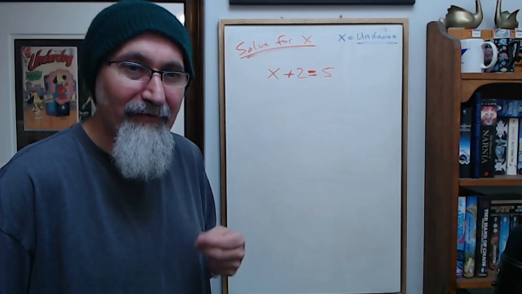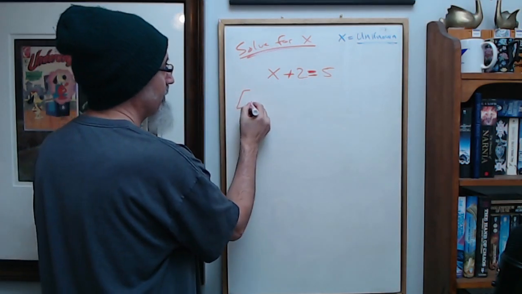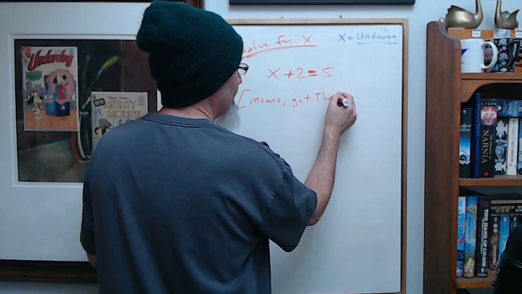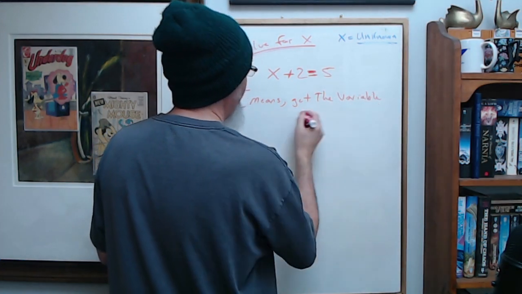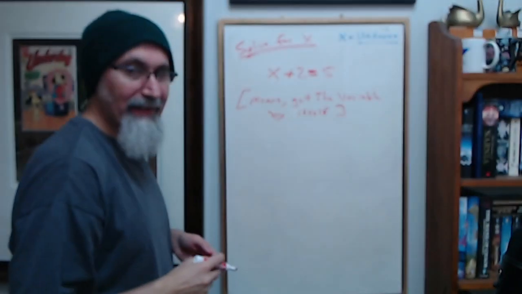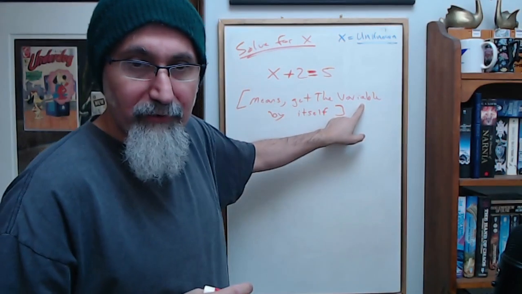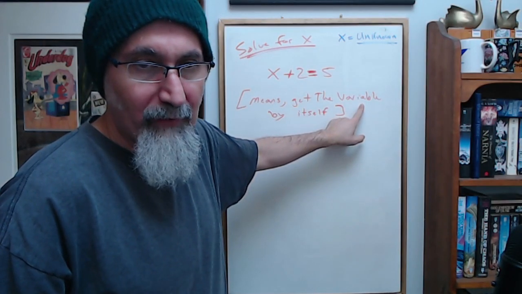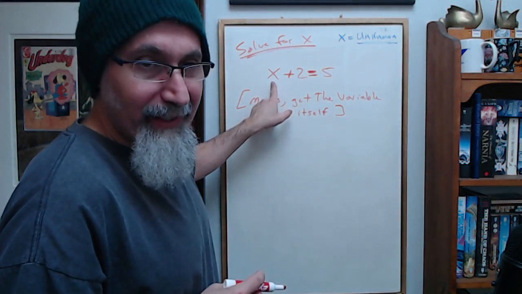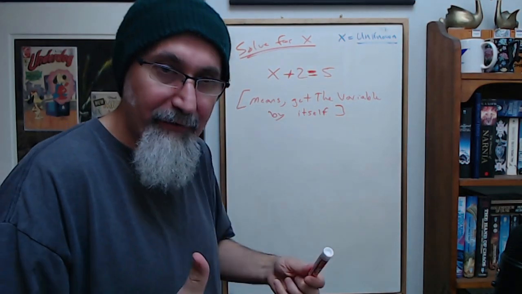when you're trying to solve an equation, you're trying to get the variable by itself. Solve for x means get the variable by itself. And by the way, some people have a hard time understanding what variable means. Variable means the unknown that can vary. A variable is something that can vary.